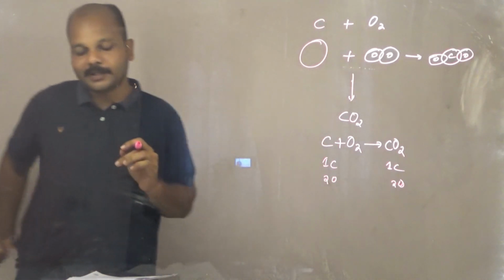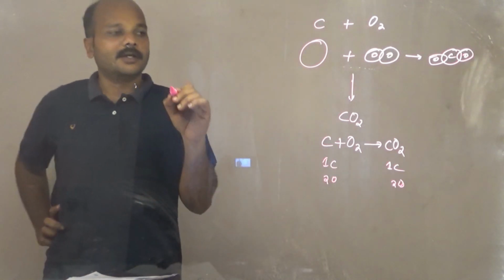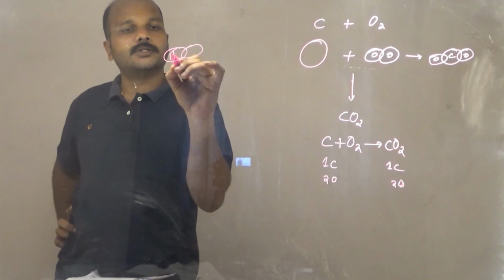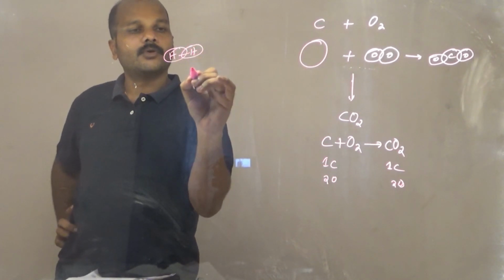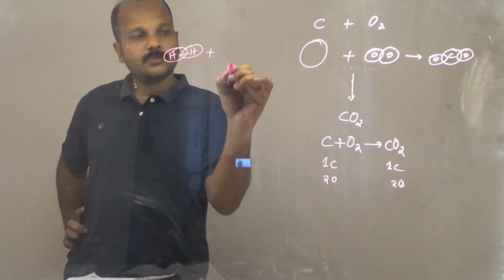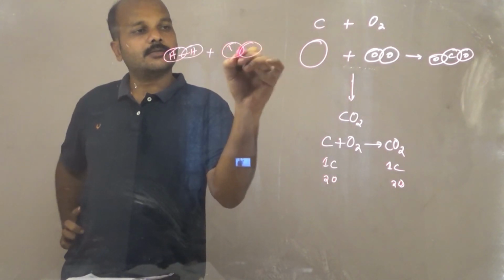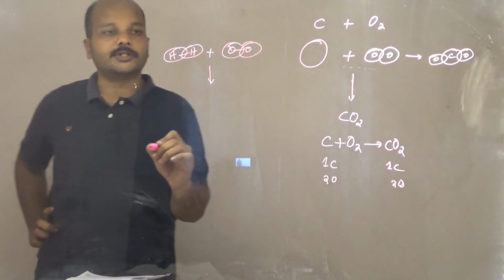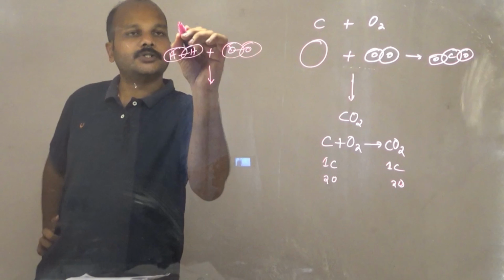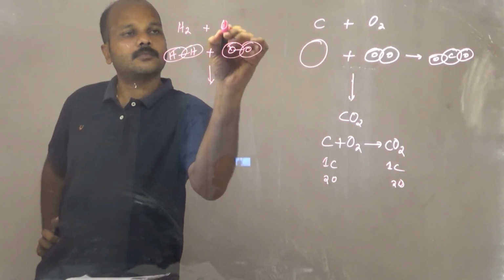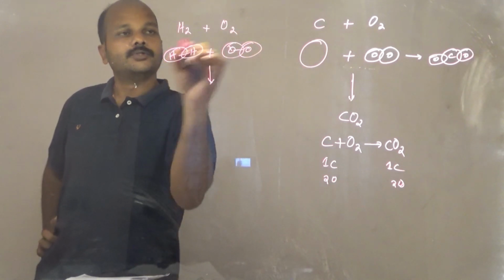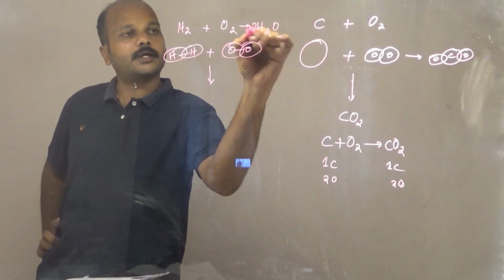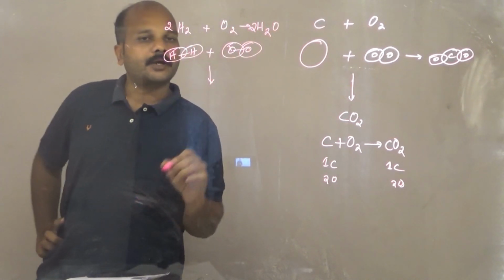Now we will write the reaction between hydrogen and oxygen. Let it be H and H, plus oxygen. Now like H2 plus O2, it will form H2O. So you can write it is supposed to be 2H2O. I will tell you why.